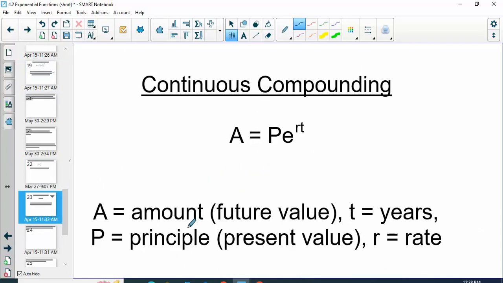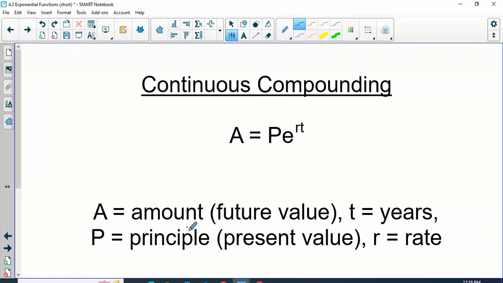So that's the second. A equals P e to the rt power. If you look at the calculator, there is an e button. If you do second and the natural log, the ln button, you'll get your e. So it's a set number, kind of like pi. A is still your future value, P is still your present value, r is still your interest rate, t is still your time in years. You just don't have an n here because it is continuous, and that's where the e comes into play.